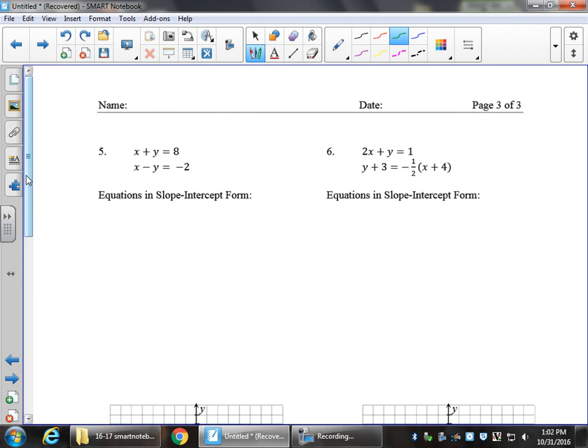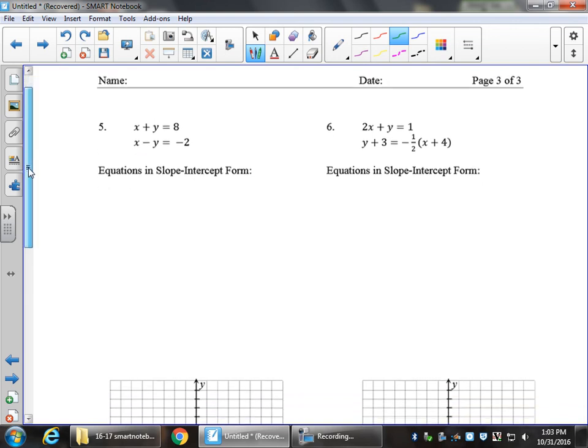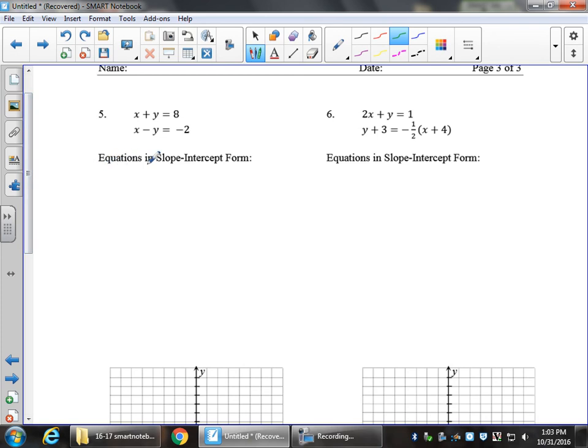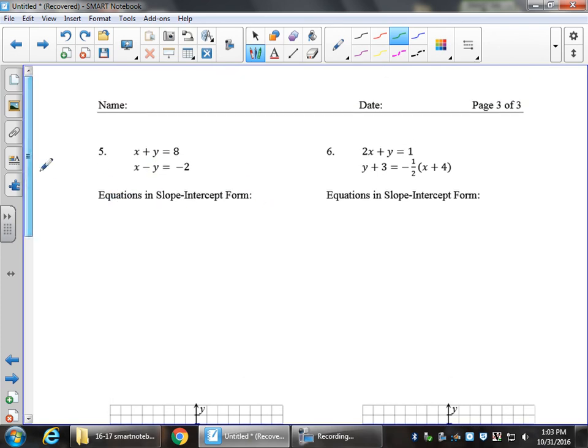Moving on to 5 and 6, ask yourself what's different about this. Notice we're asked for equations in slope-intercept form. And if I look, are these solved for y? No. So my goal is this: I need this first before I can graph. So we're actually going to take these two equations and write them over here first because we have a little work to do. That's what this space is for.